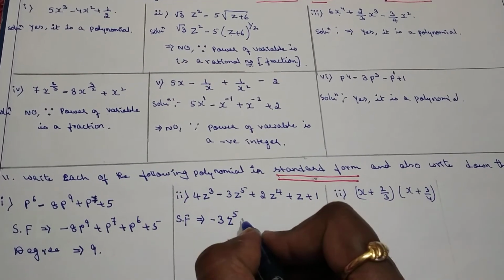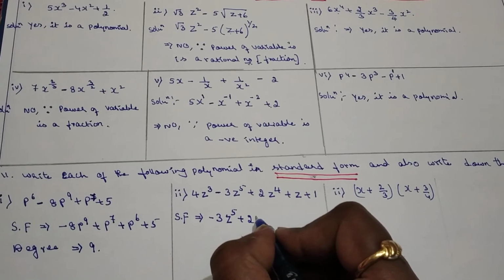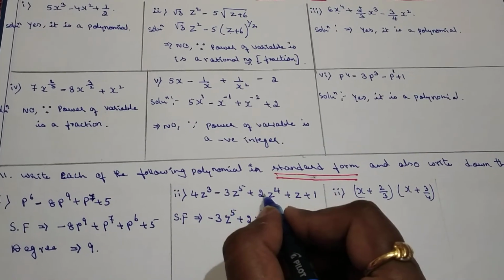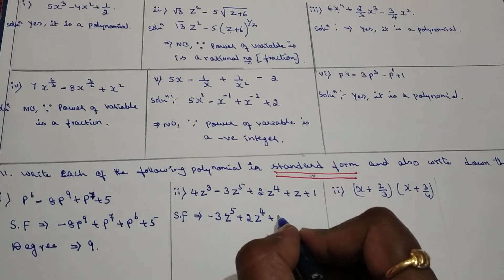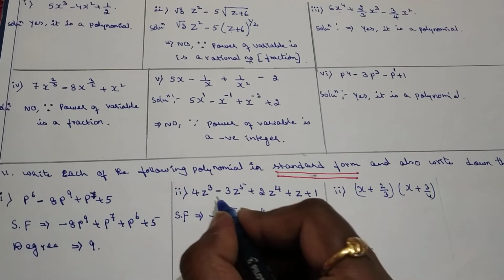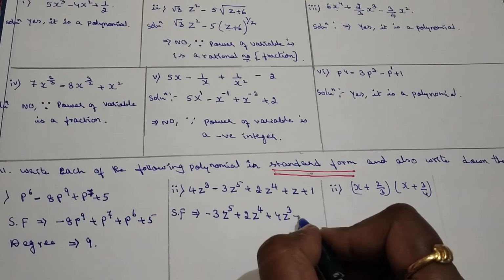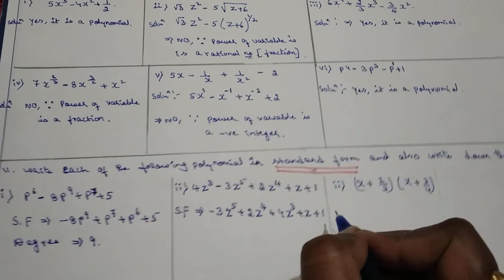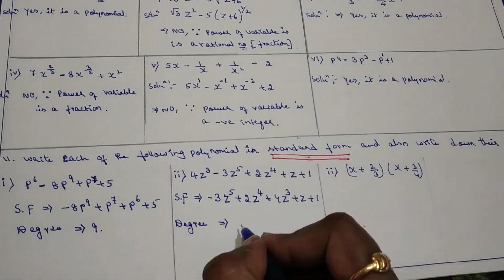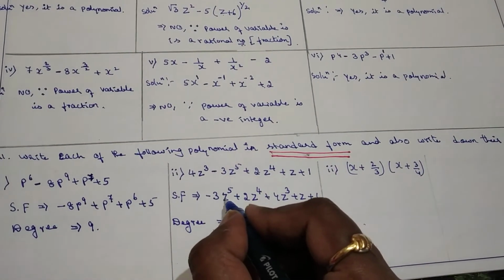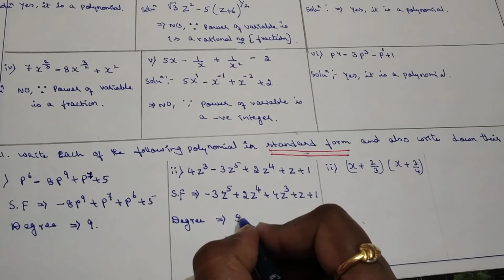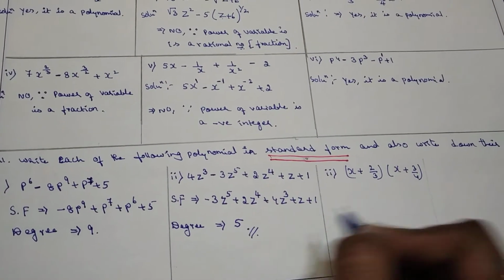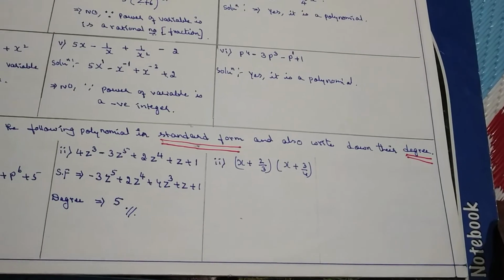Next, 4, so plus 2z to the power of 4, and the next is cube, that is plus 4z cube. So all these 3 terms are over, next left out is plus z plus 1. So this is in standard form. Now writing the degree. Degree is the highest power of the variable, which is 5. Therefore 5 is its degree.